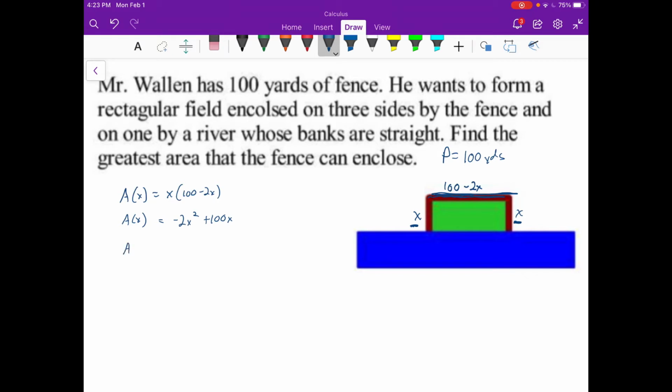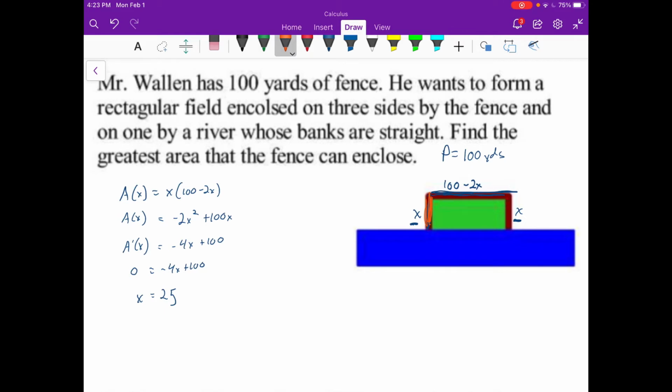So we're going to take the derivative of this, which is negative 4x plus 100. We will set it equal to 0 to help us find the critical number. We'll add 4x to both sides and then divide by 4. So that would be x equals 25. It says find the greatest area that the fence can enclose. Well, we found that this x is 25.